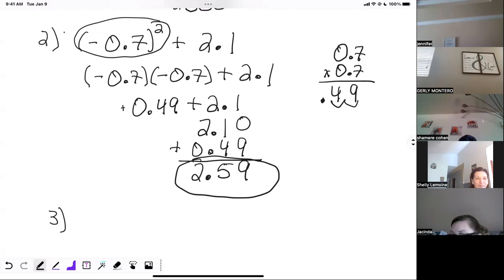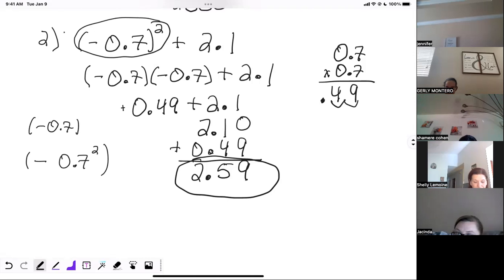Will there ever be a time where the square's on the inside of the parentheses? Yes, but if it was, see if I can explain this to you. It's a little bit of an advanced question, but I like it. All right, so let's say I have this, like that, right? That's totally different than saying this. And I'll show you why. This is saying only to square the 0.7.